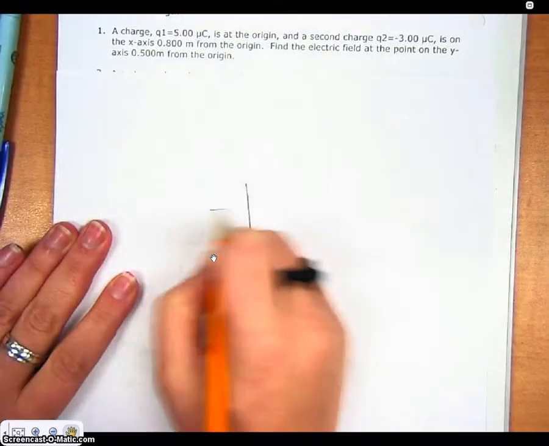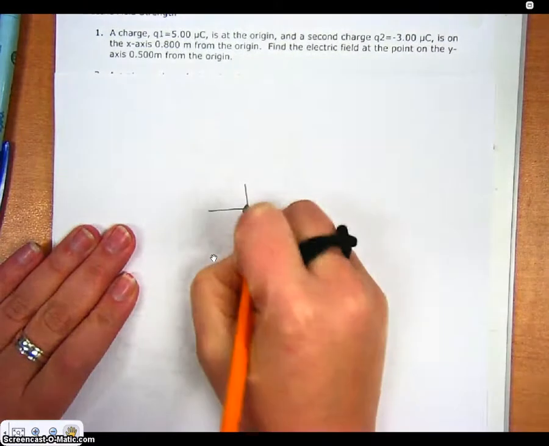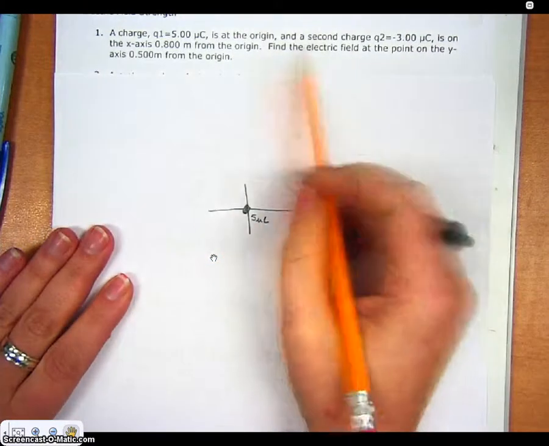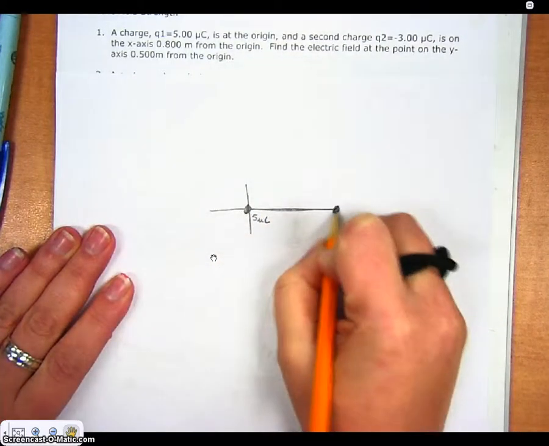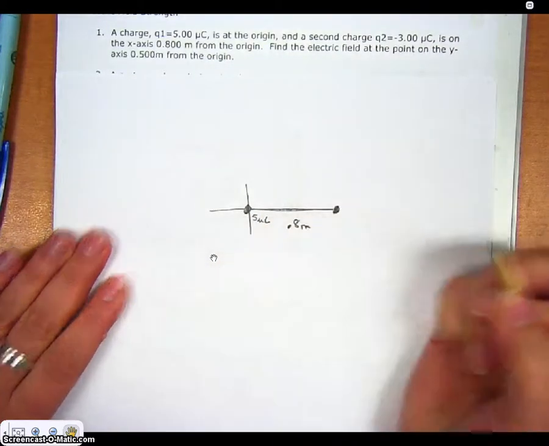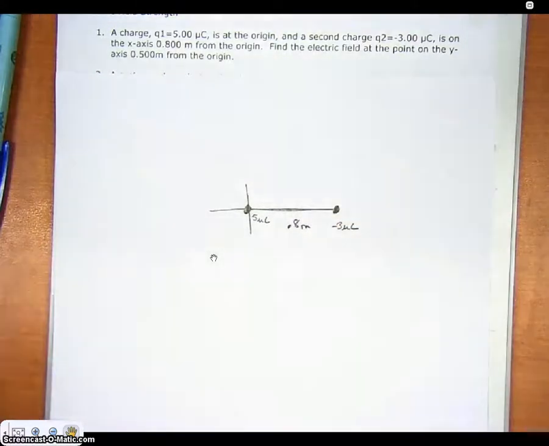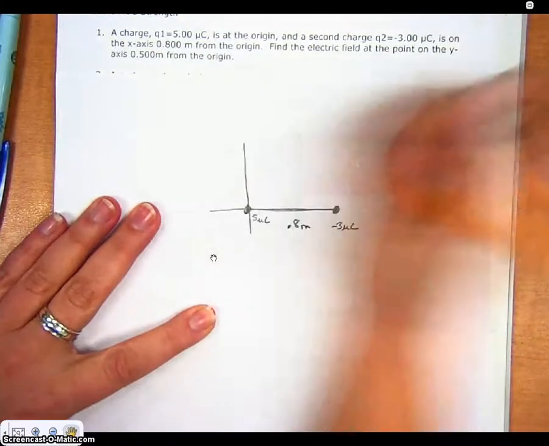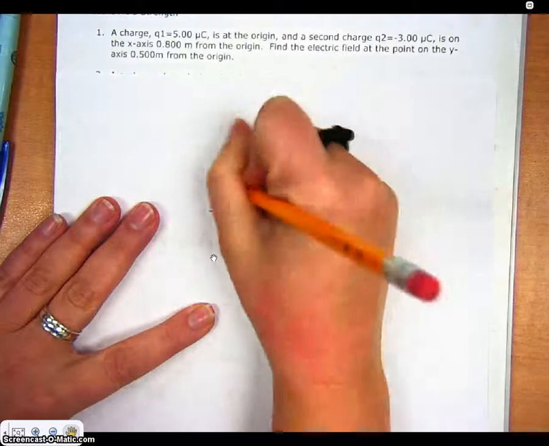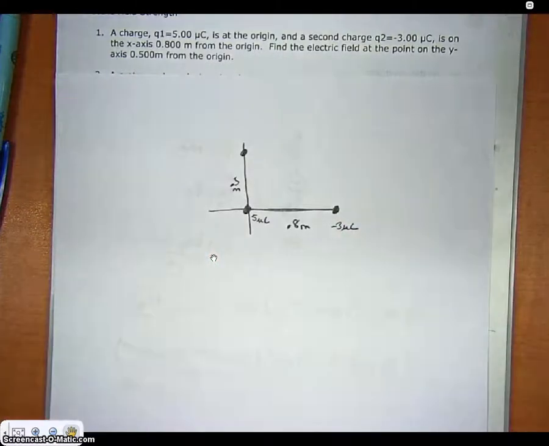So here's the origin. Right here I'm going to have a 5 microcoulomb charge. And then a second charge is 0.8 meters over in this direction, and that is negative 3 microcoulombs. And we want to know the electric field at a point on the y-axis half a meter up. So about here, we'll say that's 0.5 meters. And I want to know the magnitude of the electric field there.